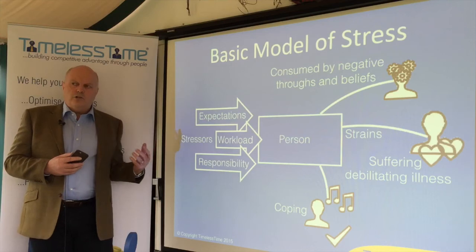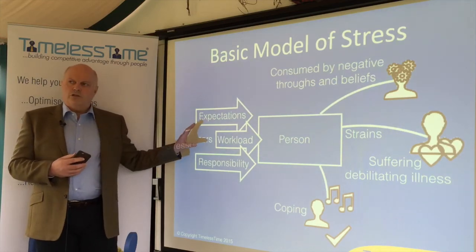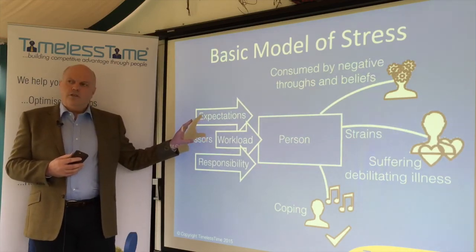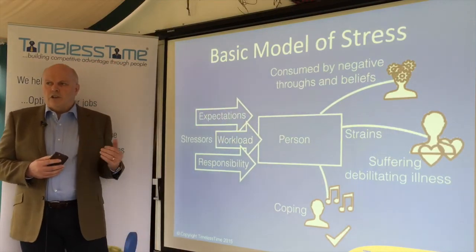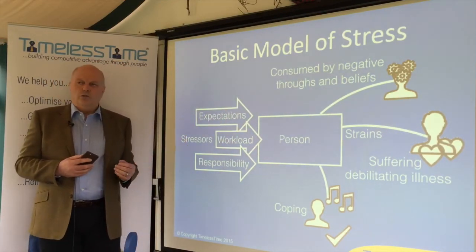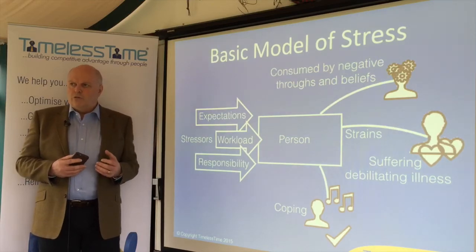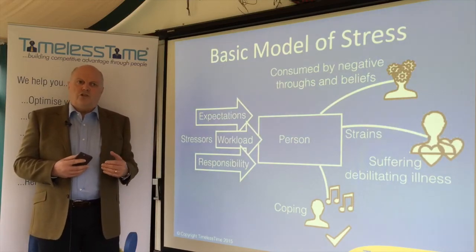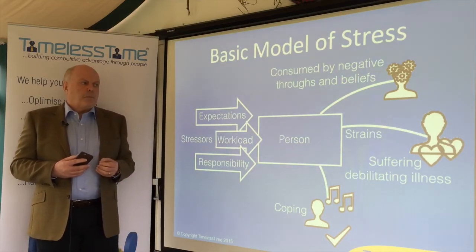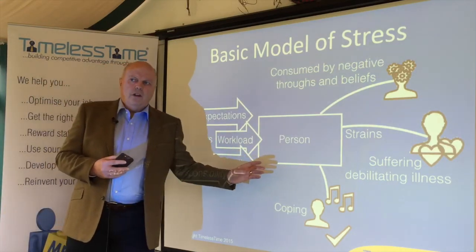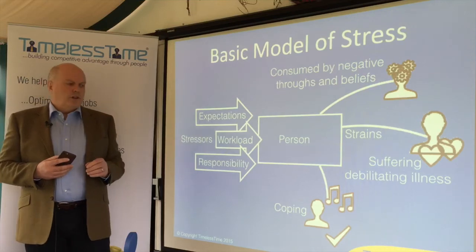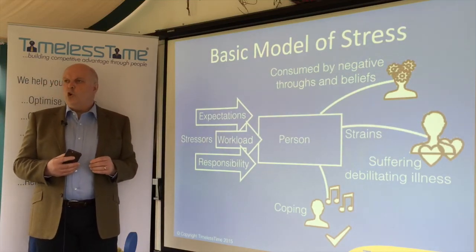So in effect, using the model previously, if these stressors are significant, if there is a break in the equilibrium, if there is a strain, the outcome is either psychological, consumed by negative thoughts and beliefs, or physiological, where there is a debilitating illness such as palpitations, increased blood pressure, or the like. And then down here is the idea that these are not the only outcomes. We can also have the outcome we want, which is coping.